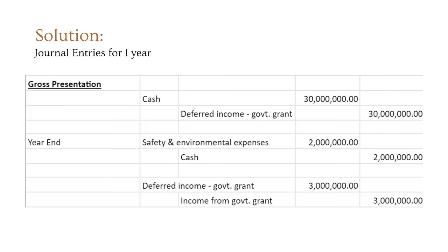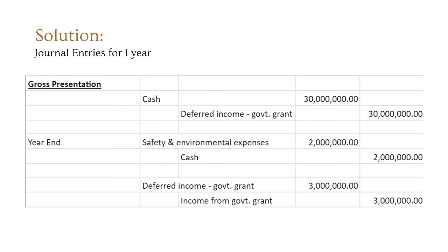Since we already incurred an expense, we should record an income from the grant we received. We will record the income by debiting the deferred income from government grant, 3 million pesos, and crediting income from government grant with the same amount.